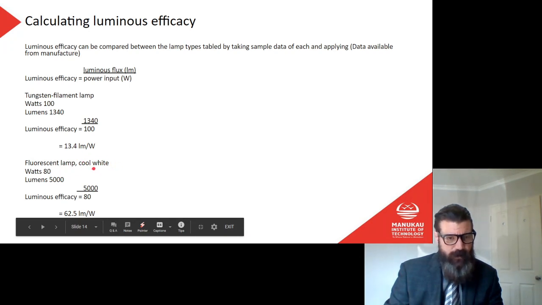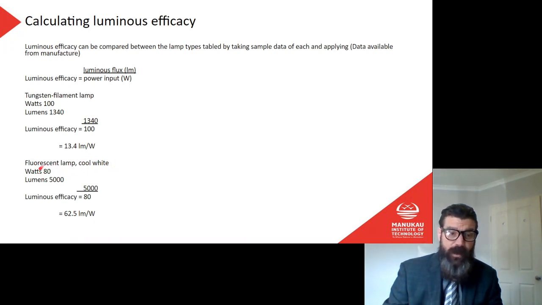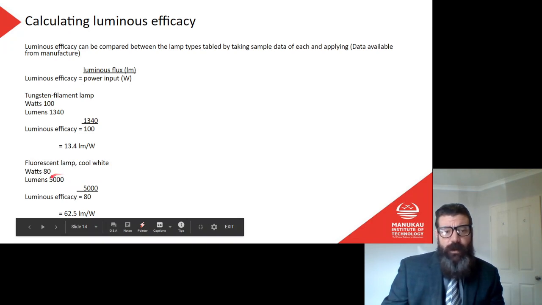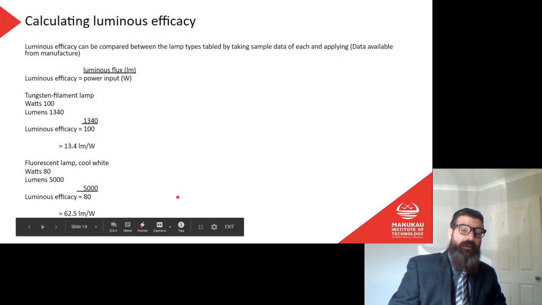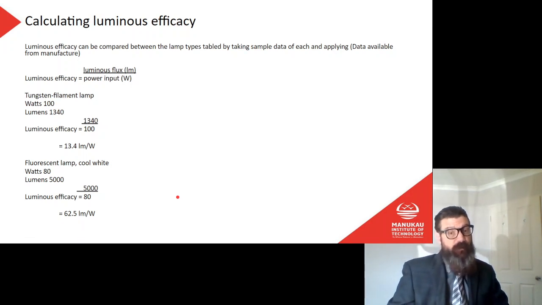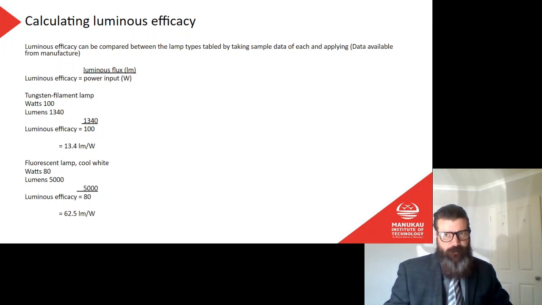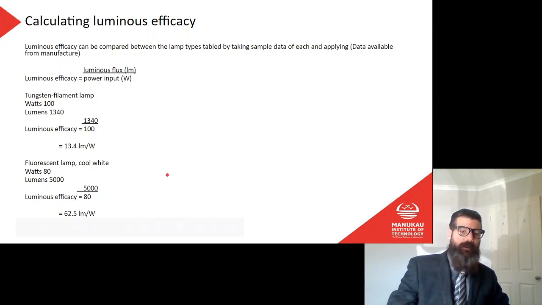So we've got a cool white fluorescent. 80 watts is our input power, and it's going to put out 5,000 lumens. Well, that means 5,000 lumens divided by 80 watts means I get 62.5 lumens per watt. That's significantly higher. That's about 5 times higher than the tungsten filament. So what that's saying is I will get 5 times the amount of light for my money. For every dollar I spend running my lights, I would get 5 times as much light from the fluorescent as I would from that incandescent.